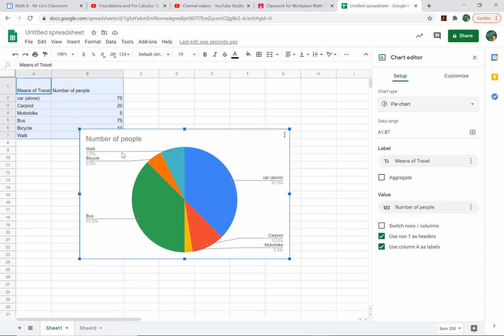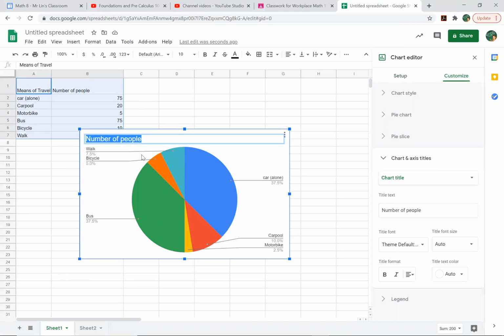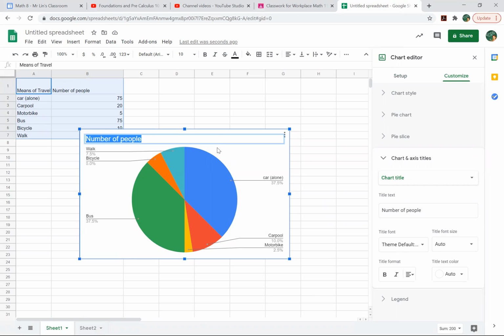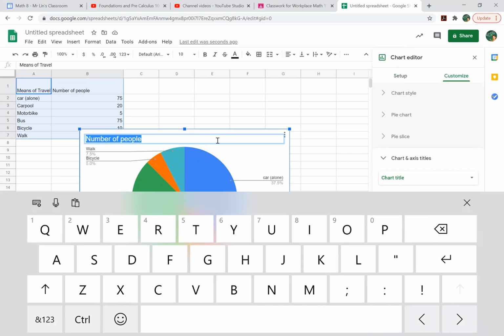Do I like the title? No. Change it. Make sure your title is an accurate representation and not just one of the headers from your data.